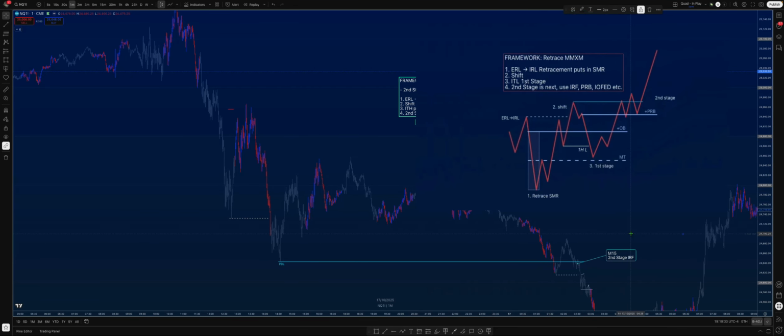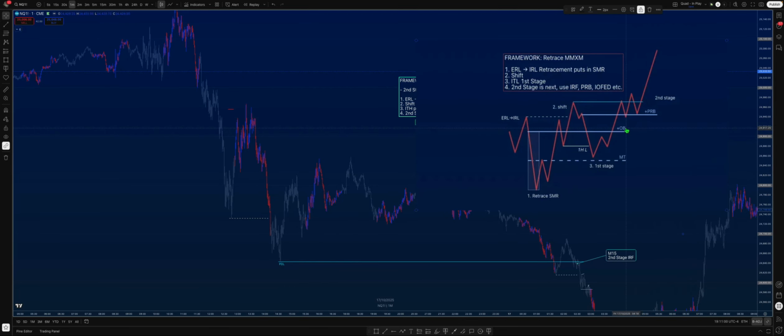What this framework is, when we have a retracement either from ERL to IRL or within a market maker model, I then classify that initial retracement as a smart money reversal, and following that I look for the general market maker model framework to play out, which consists of first stage of the model and then following that second stage, each with their own characteristics.